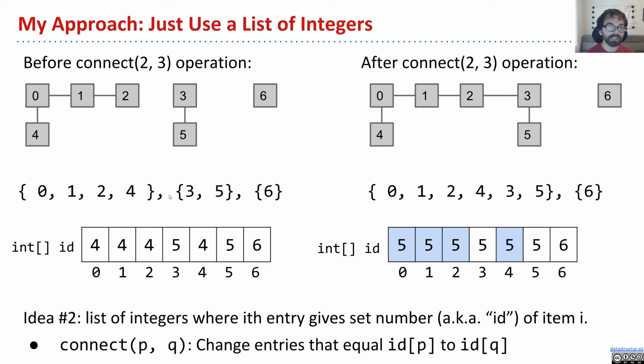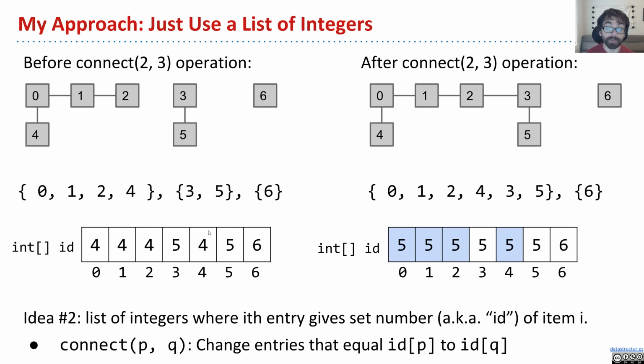Well, in each entry of that array, we will store the set number of the given item. So for example, 0, 1, 2, and 4 all belong to set number 4. 3 and 5 belong to set number 5, and 6 belongs to set 6. Now I should note that the specific number that I picked doesn't matter. So this could have been 9, 9, 9, and 9, and that would be totally fine for the numbers 0, 1, 2, and 4, but I picked 4 here because it seems to make a little more sense.